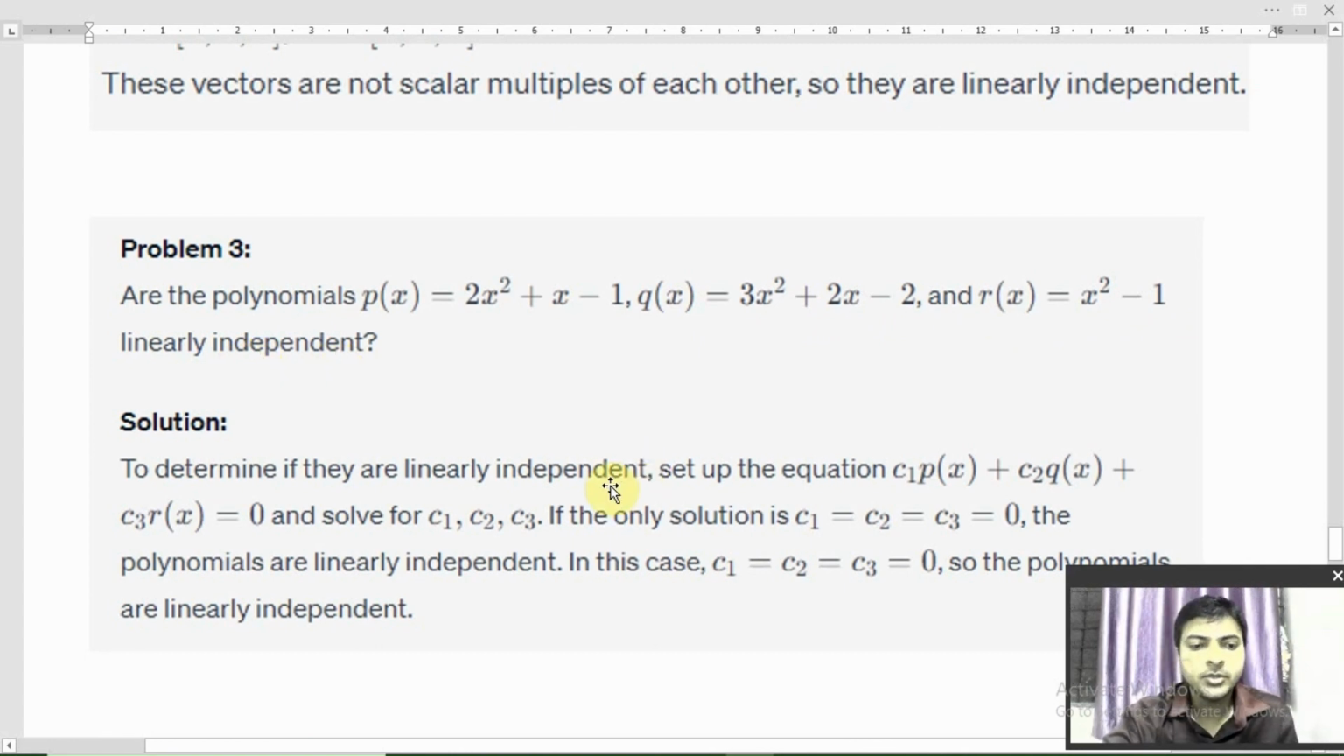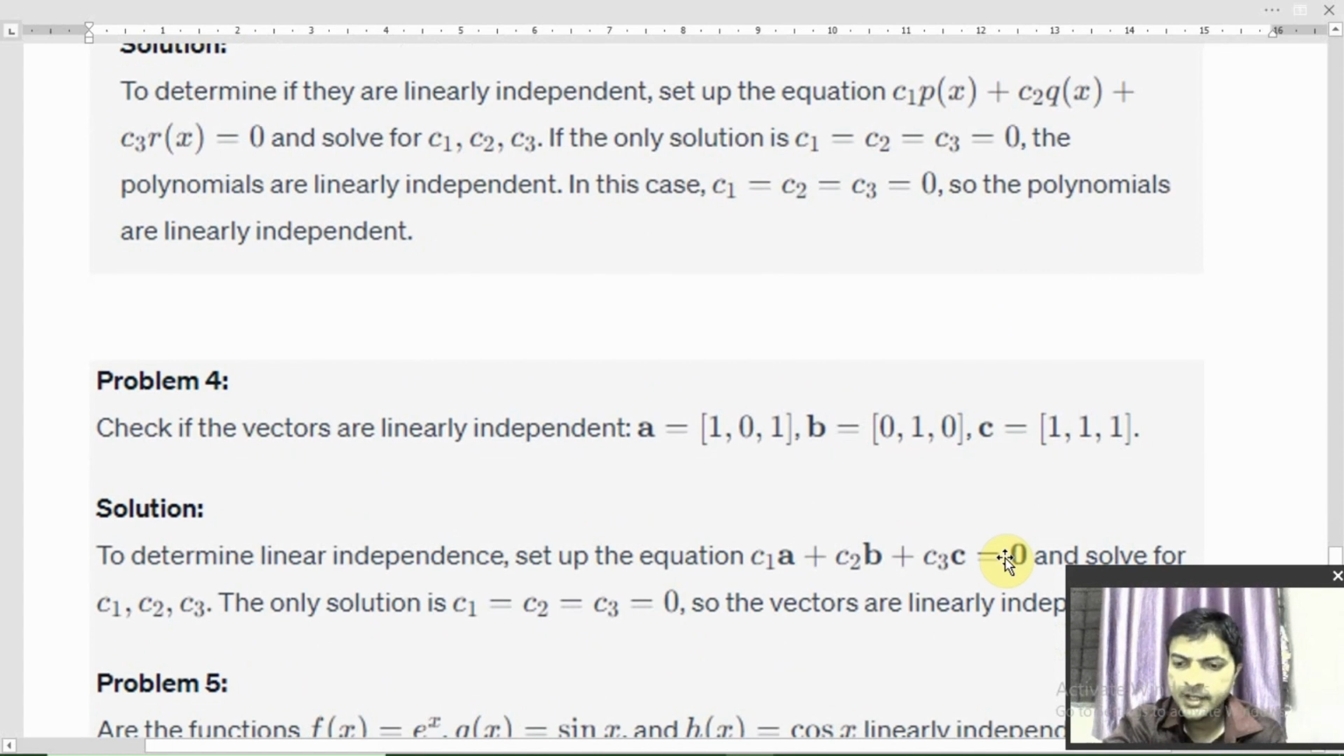Let us see. We write the equation c1 p of x plus c2 q of x plus c3 r of x is equal to 0. You have to write these equations on your own. I have written the linear combination of scalar multiples of vectors in polynomials. If you find the solutions c1, c2, c3, and all the solutions are equal to 0, we say they are linearly independent. If any one is not equal to 0, we say it is linearly dependent. So linearly independent and dependent.